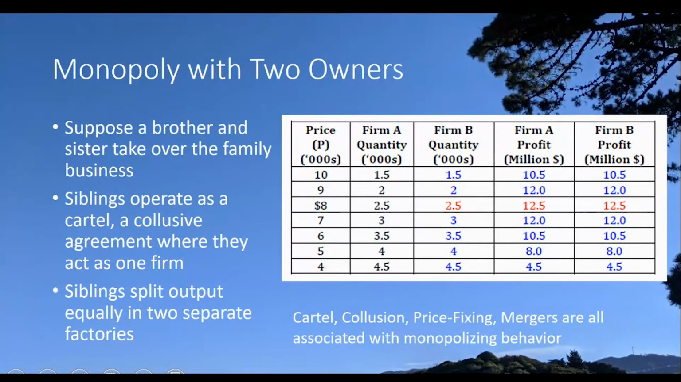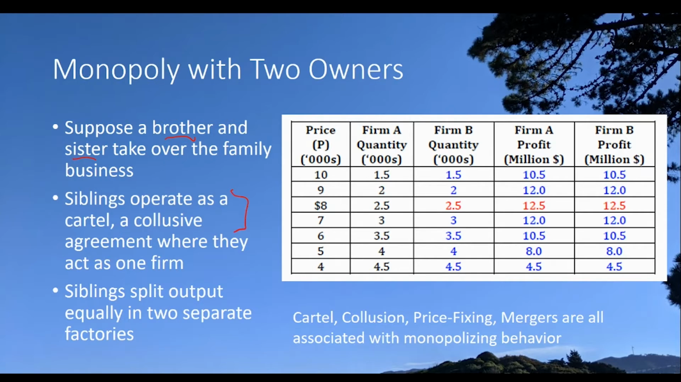Monopoly with 2 owners. Let's imagine that this is a monopoly firm that was owned by a family, and suppose that a brother and a sister take over the family business, okay? So we're going to split up the firm, kind of, having 2 separate owners of this individual firm. But we're going to imagine that these 2 individuals, brother and sister, are getting along with each other, and they care first and foremost about maximizing their profitability. They want to make as much money as possible.